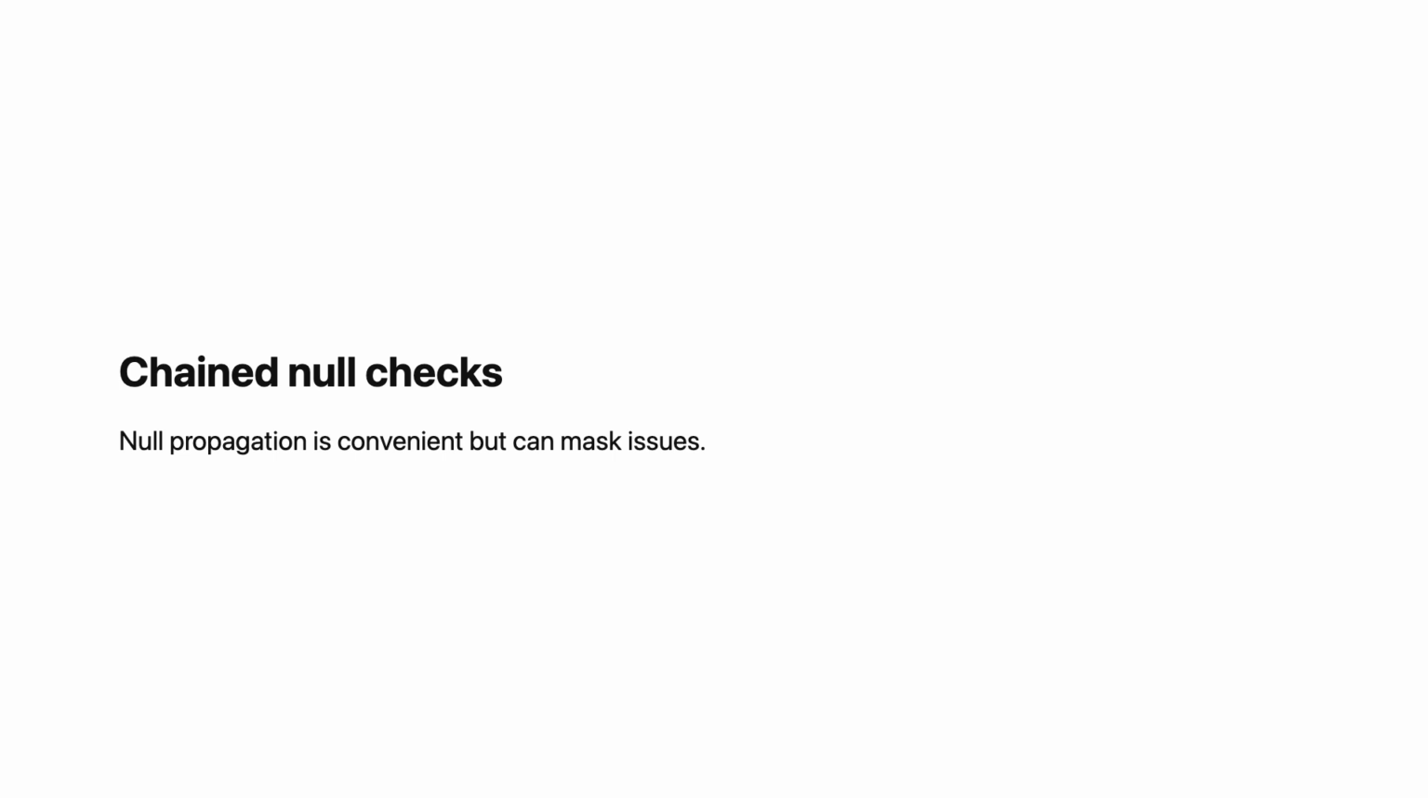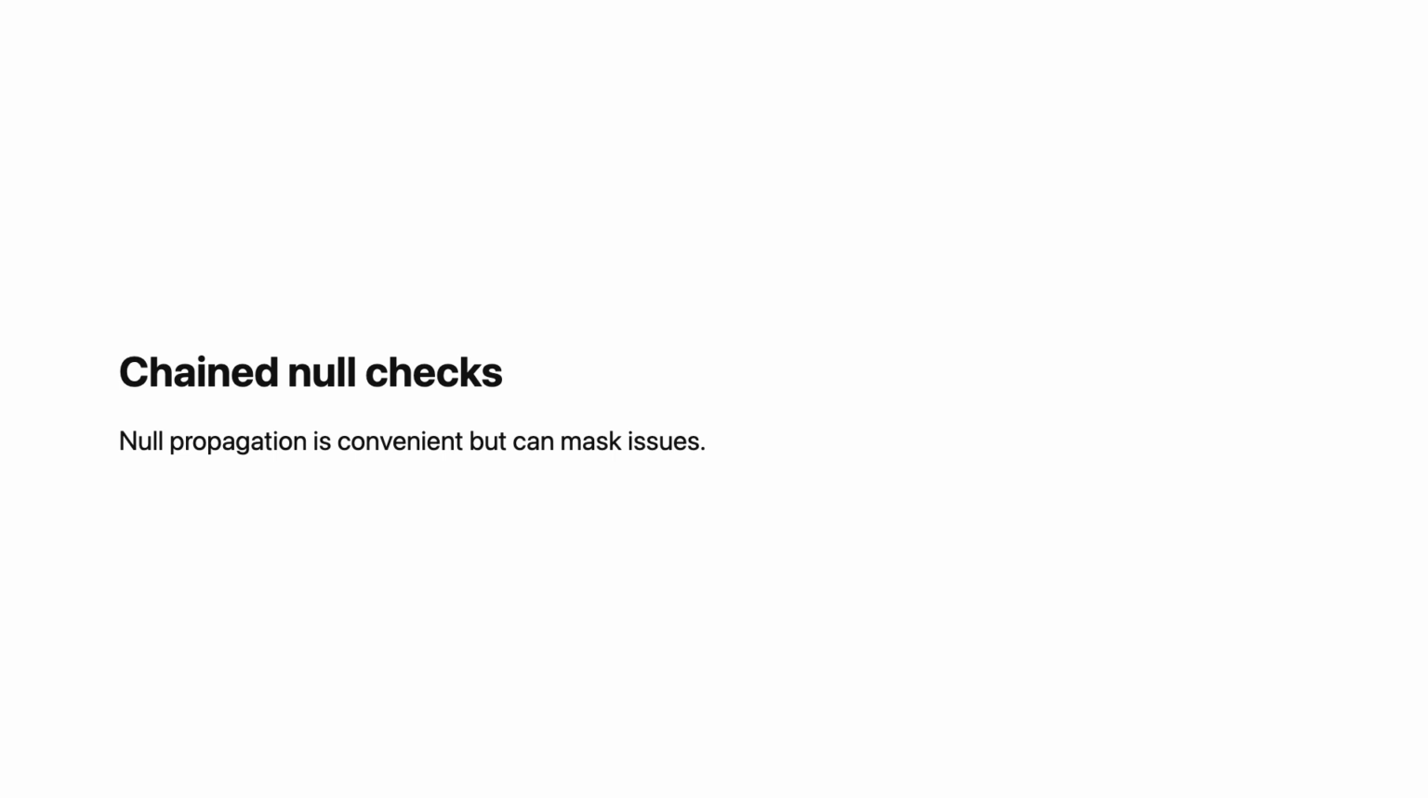This is convenient, but can hide problems. If something should never be null but is, the null propagates silently. You might not notice until much later. Balance convenience with clarity. Sometimes failing fast on unexpected null is better than propagating.